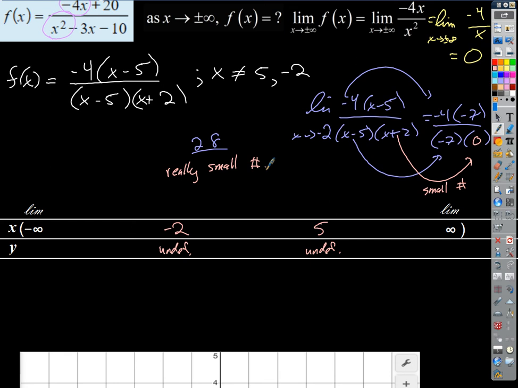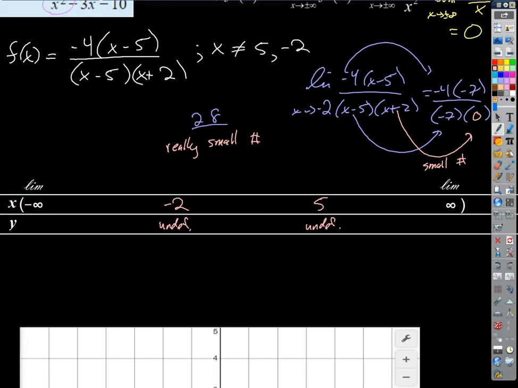The function is going to be sectioned off, and as the ant walks towards negative 2 from the left or from the right, we don't know which direction at this point, but he's going to go flying up to infinity, positive or negative infinity, right? There's like a big wall in the function there that's going to really change its behavior, okay? So we can add that. So we know that right here is a vertical asymptote. So we'll add that to our picture.